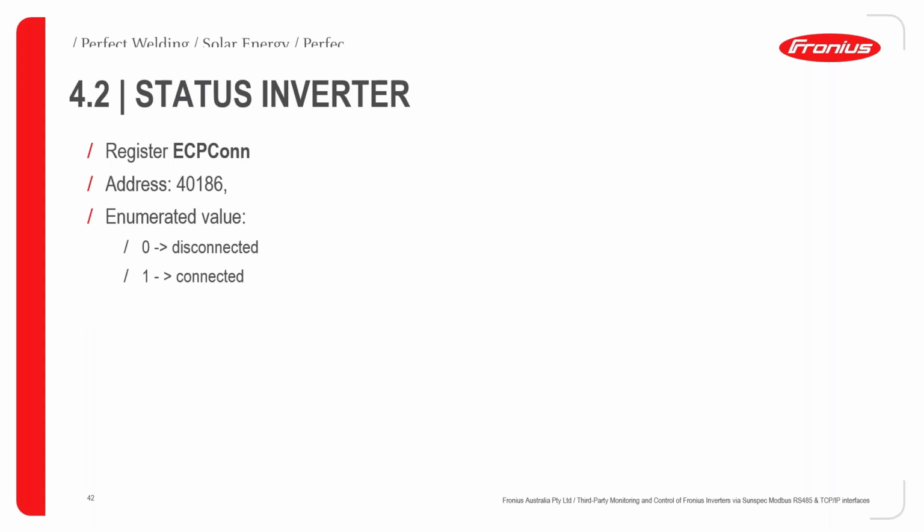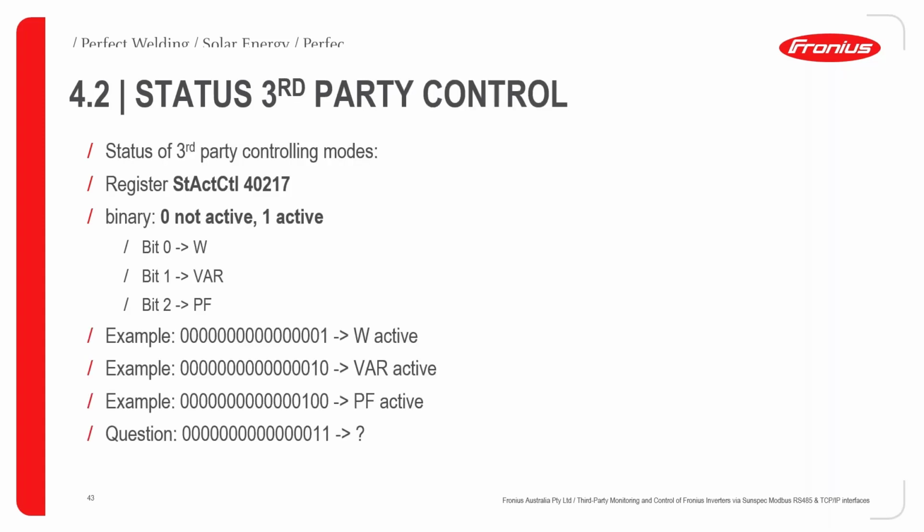So this is the register listed here. This will tell you what's the status of the machine, if it's connected or disconnected. We think it's a little bit important, especially in some cases, to see what the actual inverter is doing. This is a way how to read the status of it.